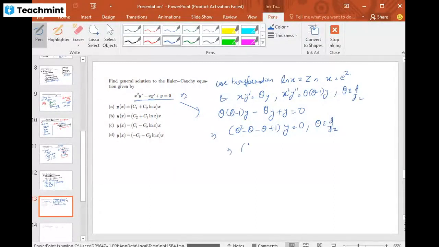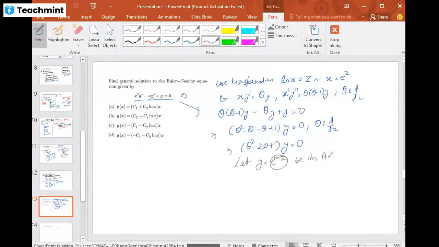This is (theta square minus 2 theta plus 1) y equal to 0. That is a homogeneous equation. For the homogeneous equation, we are assuming y equal to e raised to the power mz. This is the important part. So now your independent variable is z. So in this case, our assumption is let e power mz be its solution.